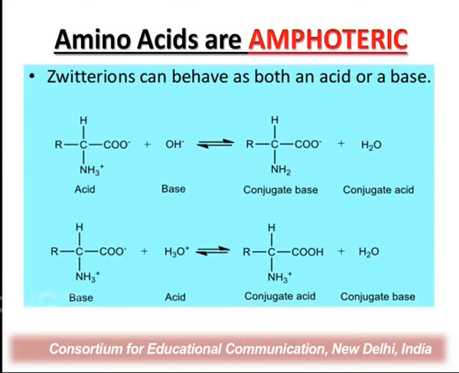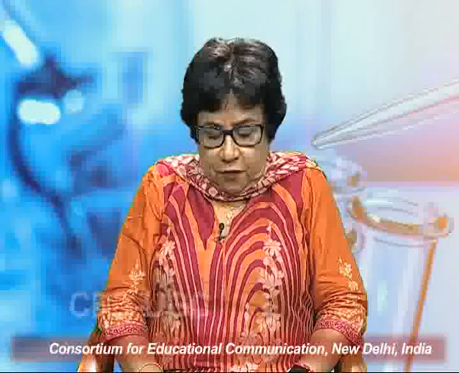So when we dissolve an amino acid in an aqueous medium, what happens is that in an aqueous basic medium, the OH minus will pick up a proton from the ammonium ion, resulting in the formation of a conjugate base. Whereas when we do the reaction in an acidic medium, the carboxylate group is acting as a base. It will take up a proton from water and will be converted into its conjugate acid. Hence we say that amino acids are ampholytic in nature.